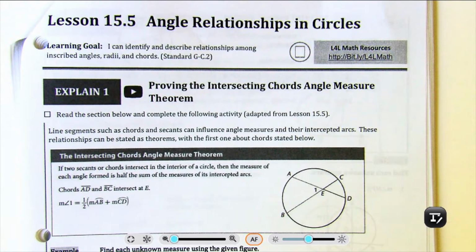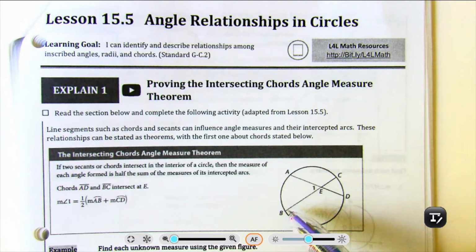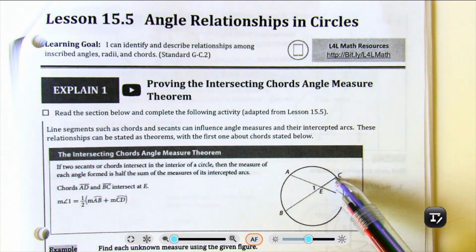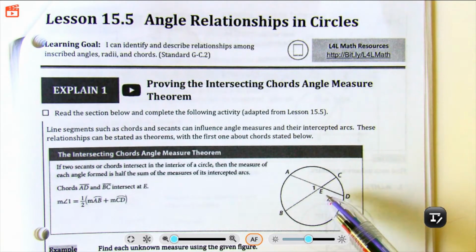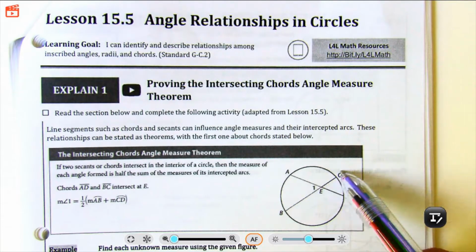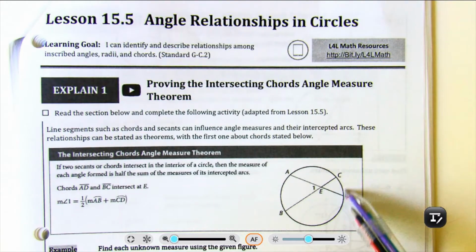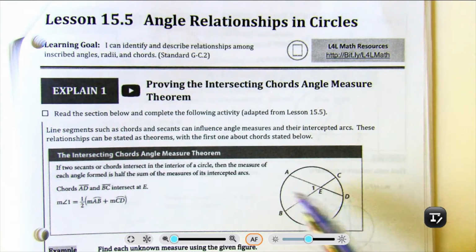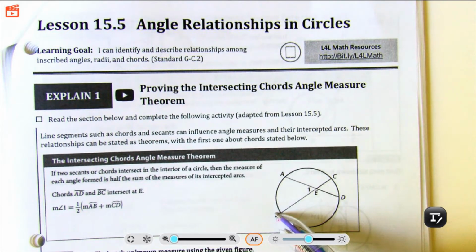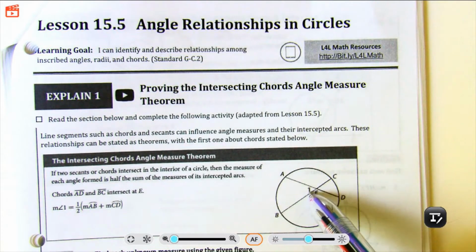To start off with the intersecting chords angle measure theorem, the theorem actually talks about chords. Remember that a chord is a line segment that hits a circle at 2 points. So this is a chord and this is a chord. Notice that when two chords intersect, two arcs form. So we have arc CD and arc AB. And then what also forms is an angle from these two chords.